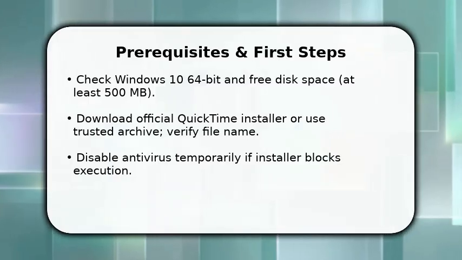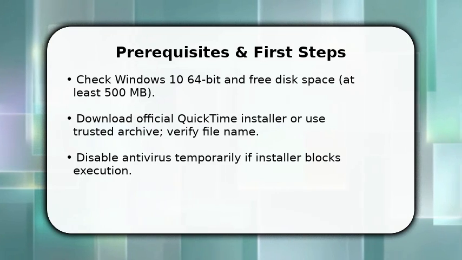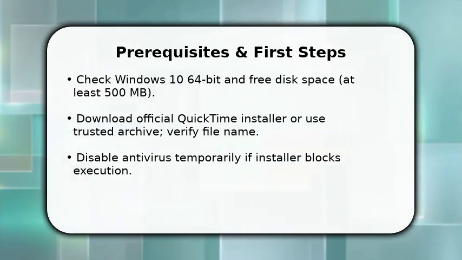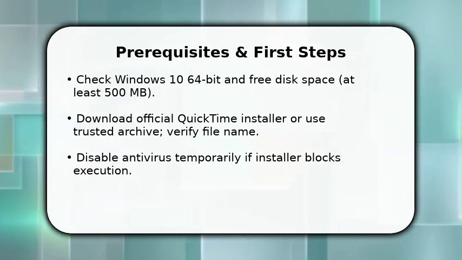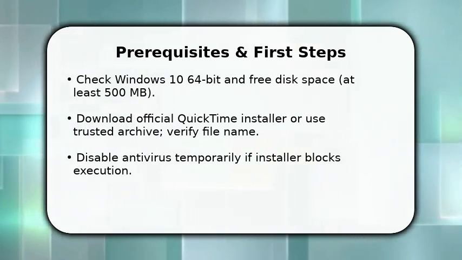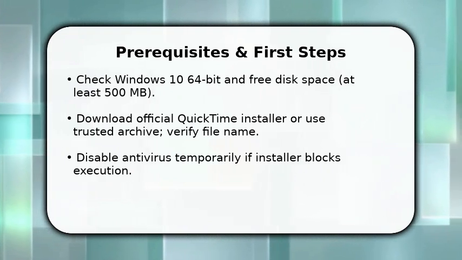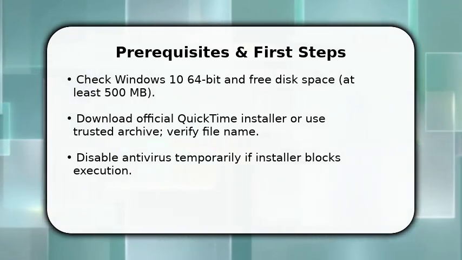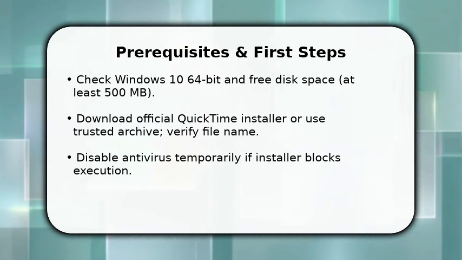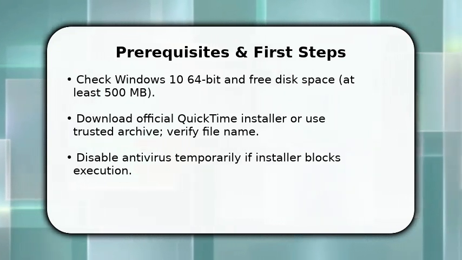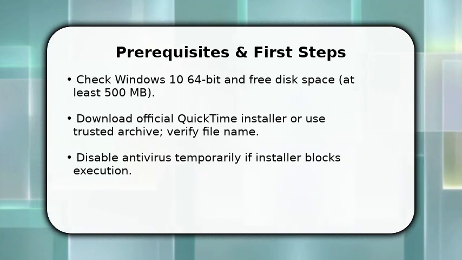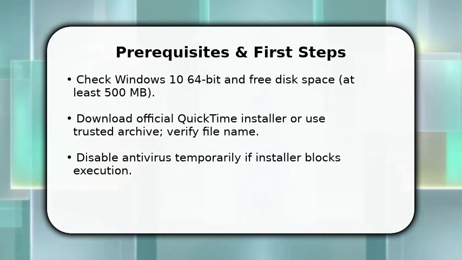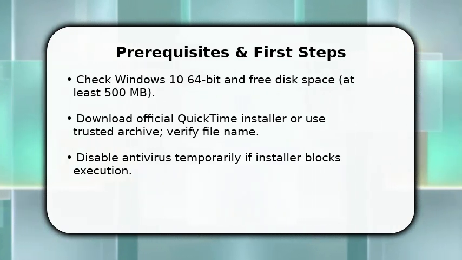You start by confirming system compatibility and securing the installer so you can proceed without interruption. First, make sure Windows 10 and required free disk space are present. This prevents failed installs. Once done, locate the QuickTime installer you downloaded and right-click to run as administrator so permissions won't interrupt the process. If Windows SmartScreen or antivirus blocks the file, temporarily disable protection and re-enable it after installation to keep your system safe.